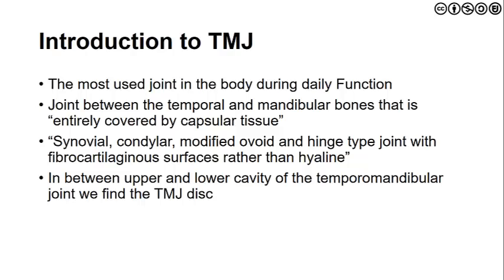And it's made up of the joint between the temporal region and the mandibular bone, and it's entirely covered then by capsular tissue. It's a synovial condylar modified ovoid and hinge type joint, and that'll be more apparent as we go. But there is a fibrocartilaginous surface. There's a disc versus hyaline cartilage, and that's really important because of the high amount of use that this joint sees. It exists between the upper and lower cavities in terms of where that disc is actually located.